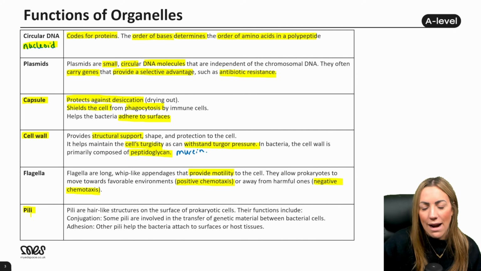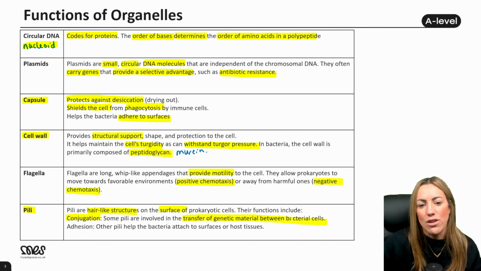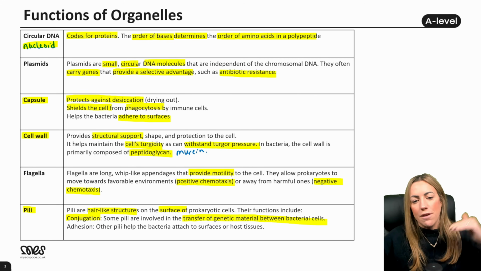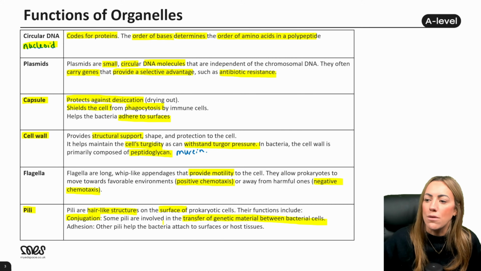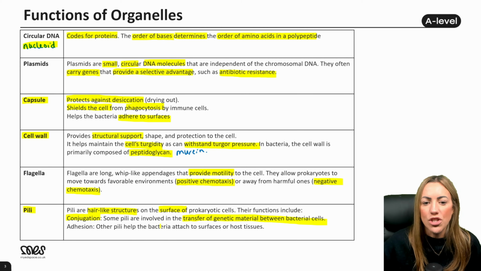Pili, again, not all prokaryotes have them, but they are hair-like structures. They're on the surface of the prokaryotic cell. Their functions include conjugation, which we don't really learn about anymore in A-level biology, but they do connect bacterial cells together, and you can get the transfer of genetic material between bacterial cells. It's horizontal gene transfer. So for example, a plasmid from one bacterial cell can be passed to another bacterial cell using those pili, or we'd call them conjugation tubes. Also used in adhesion, so pili can help the bacteria attach to surfaces or to host tissues.